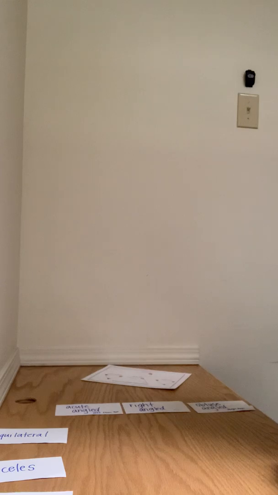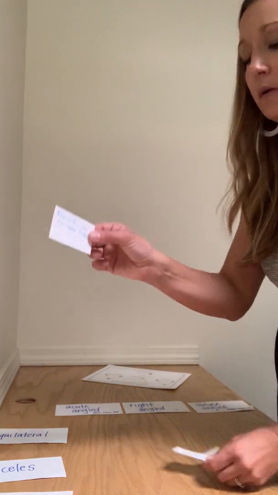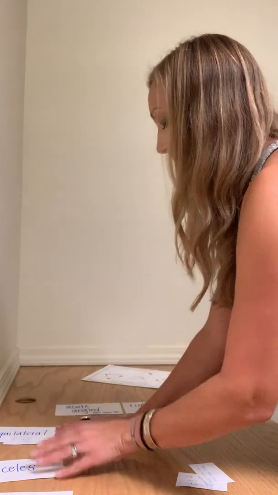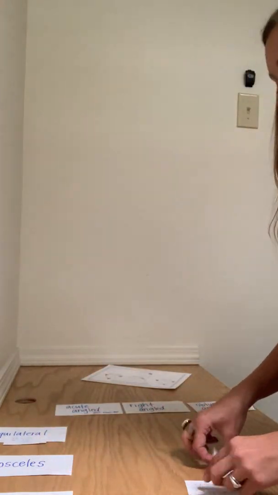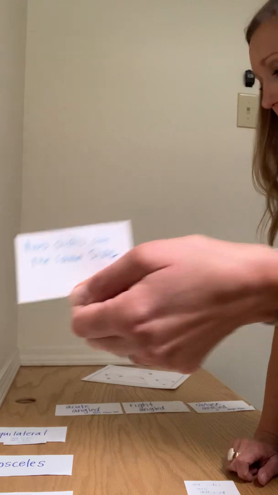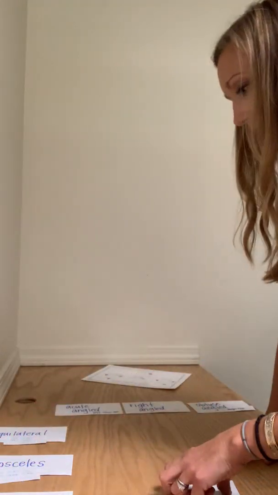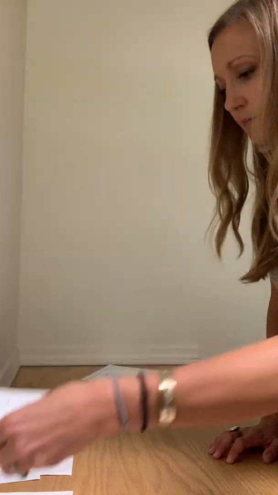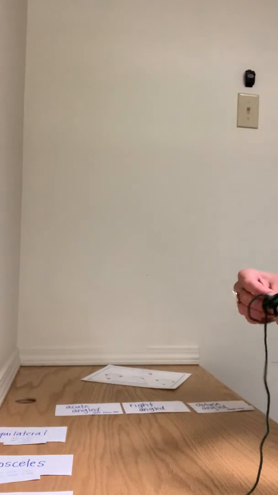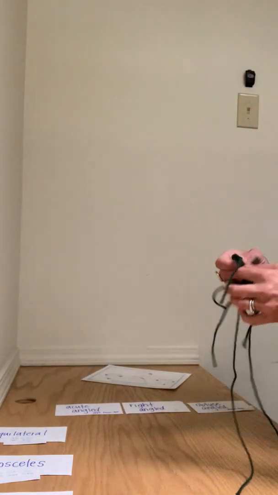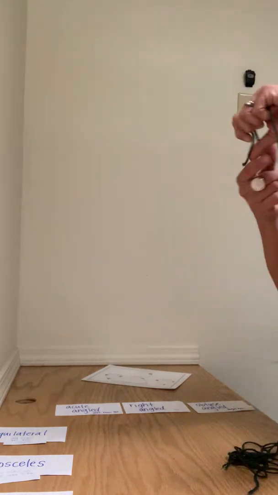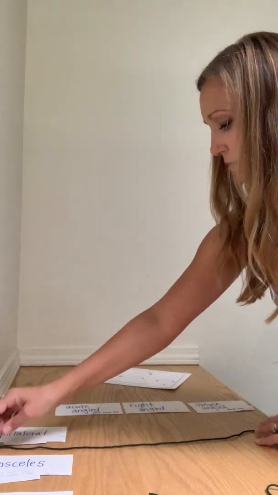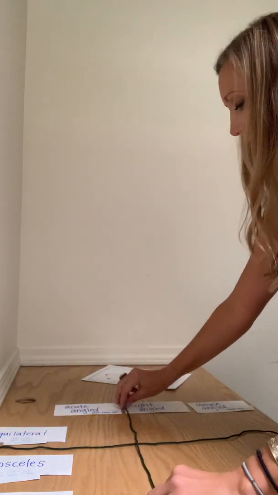Okay. So remember, equilateral is all sides are the same. Isosceles, 2 sides are the same. And scalene, all sides are different. So I have some string here. And I'm going to make a little chart for us. Just like a little graph almost.